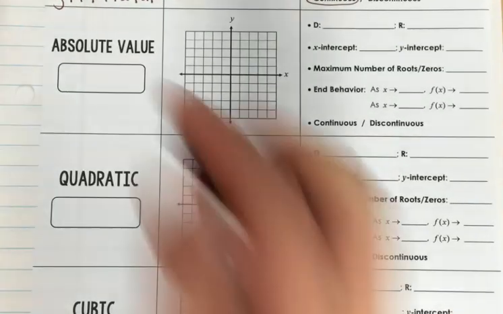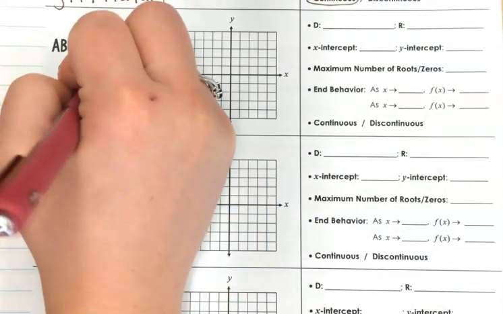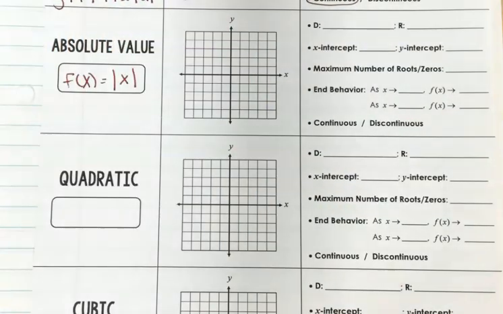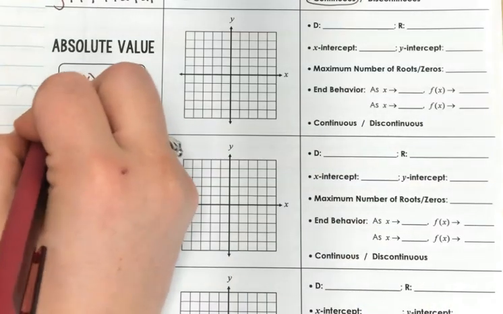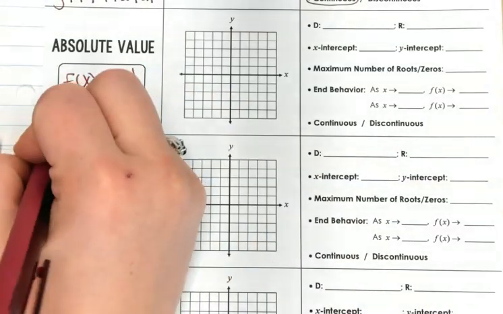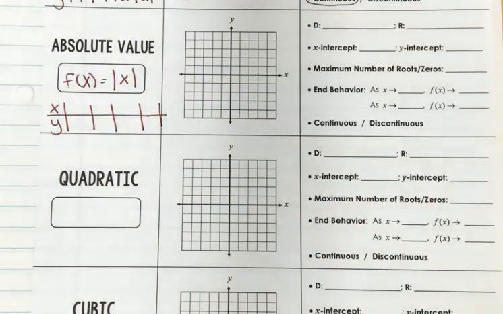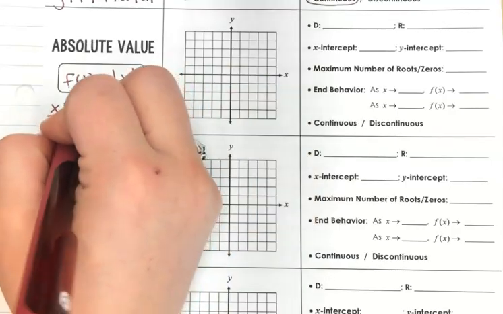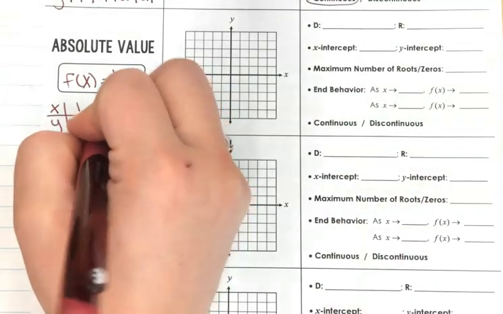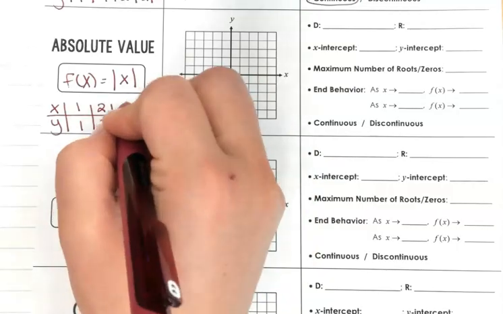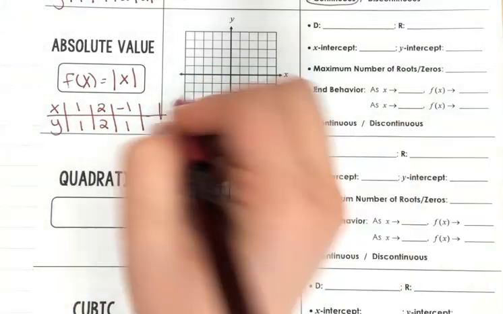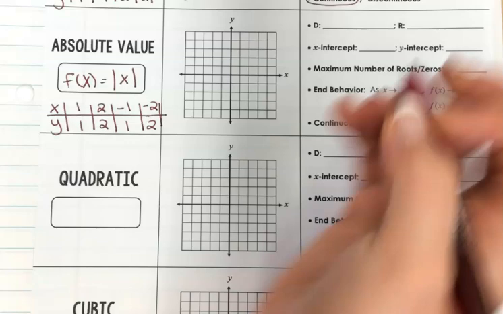I've got absolute value. This is where f of x is equal to the absolute value of x. The goalpost is your symbol for absolute value. And what this tells us is how far away we are from 0 on a number line, which means it's always positive because we always measure distance in positive values. So like the number 1 is 1 away from 0, 2 is 2 away, -1 is also 1 away, -2 is 2 away, and so on.